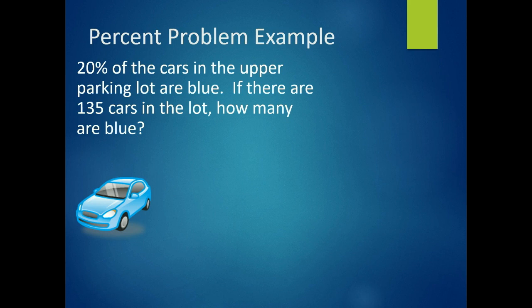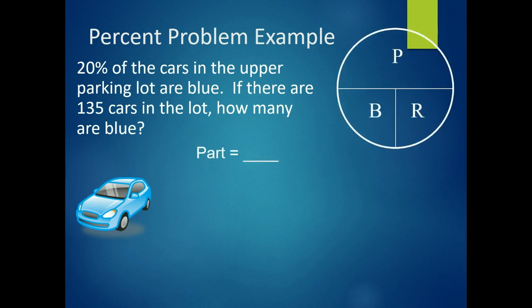Next, through context clues, we need to determine whether the other information is a part or a base. And given the second sentence, if there are 135 cars in the lot, sounds like a total quantity, you would be right and use that as the base. The problem then is looking for the part.